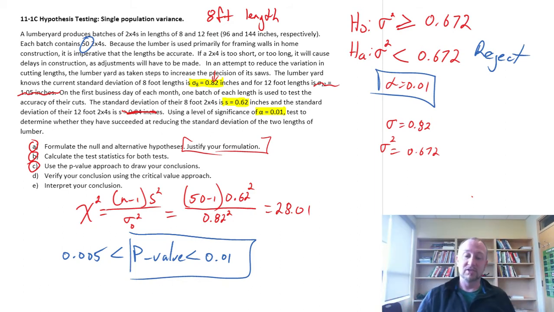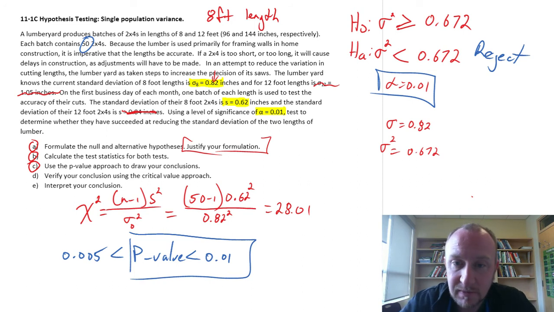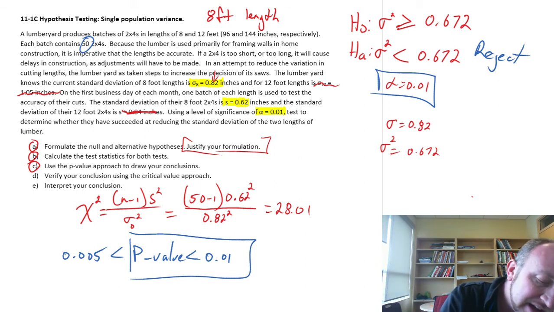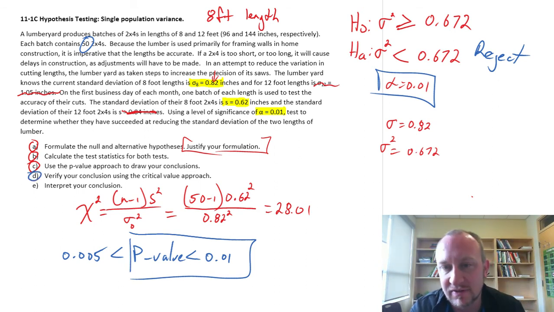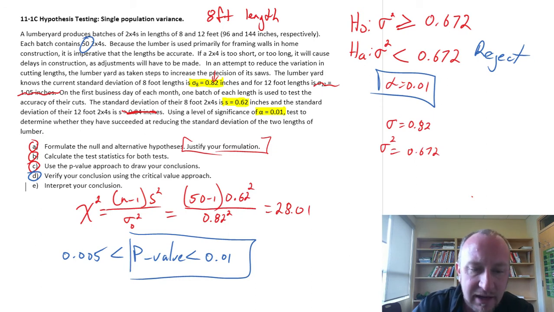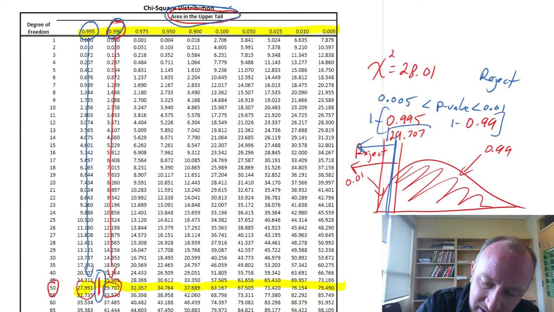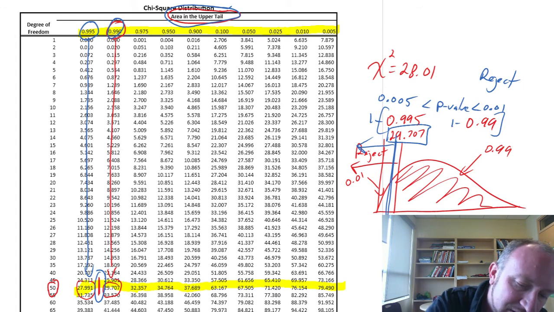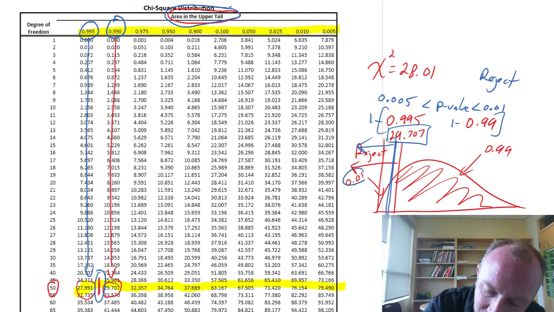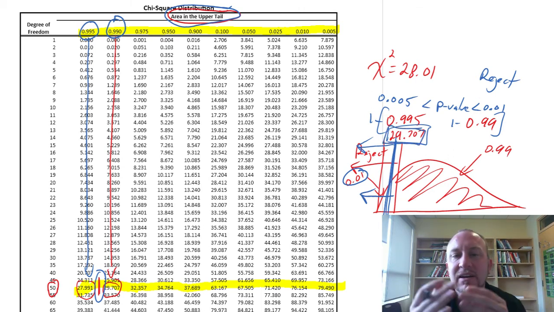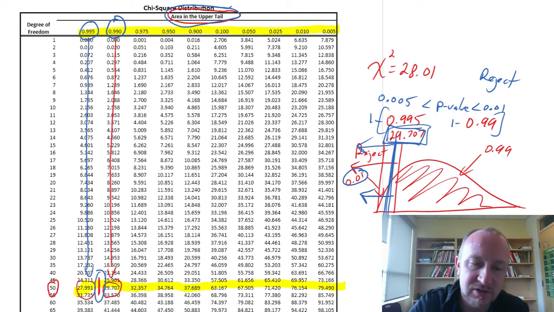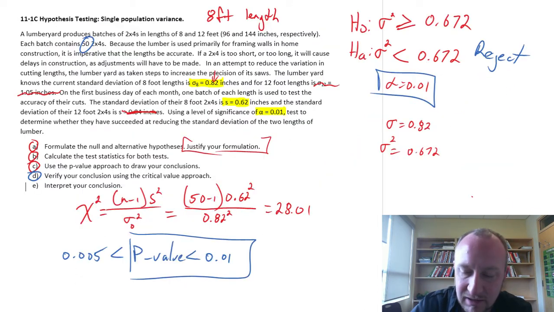And so we have evidence to show that, yes, we have achieved a reduction in the variance of our cutting lengths of our 2x4s. And that's already been verified using our critical value approach. Again, our critical value was 29.7. That corresponded with that value of 0.99 in the upper tail, which meant 0.01 in the lower tail. And our test statistic was less than that critical value. And so based on that critical value approach, we get the same conclusion of rejecting that null hypothesis.